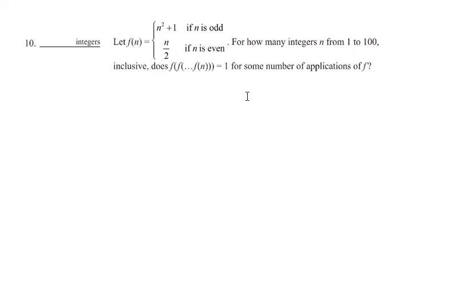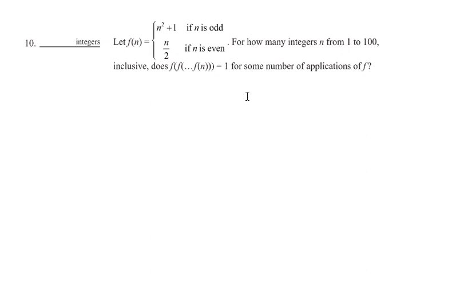Okay, so basically what I realized I had to do was make it such that either n over 2 is equal to 1 or n squared plus 1 is equal to 1. The first case is impossible for integers from 1 to 100, unless you get 0 and assume 0 is odd. It's not possible. So I look at the second case.